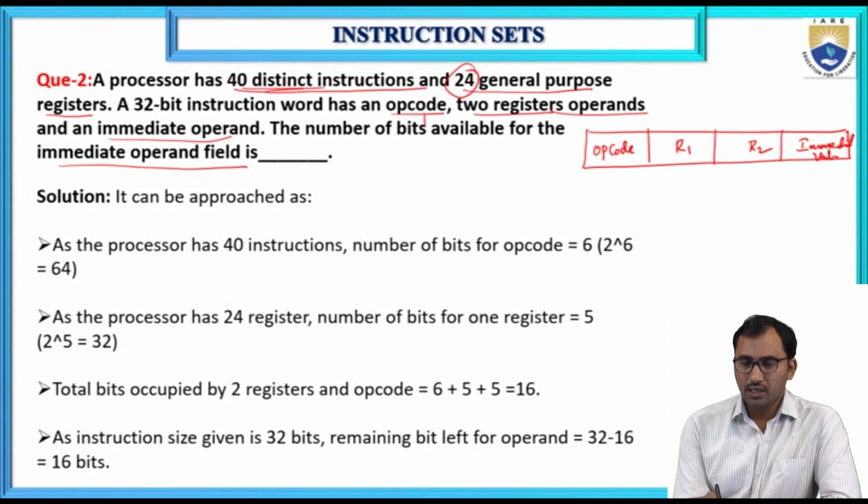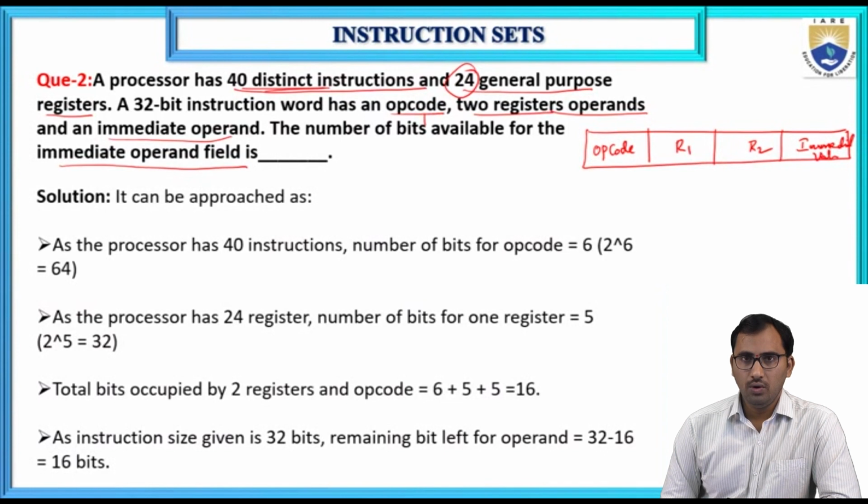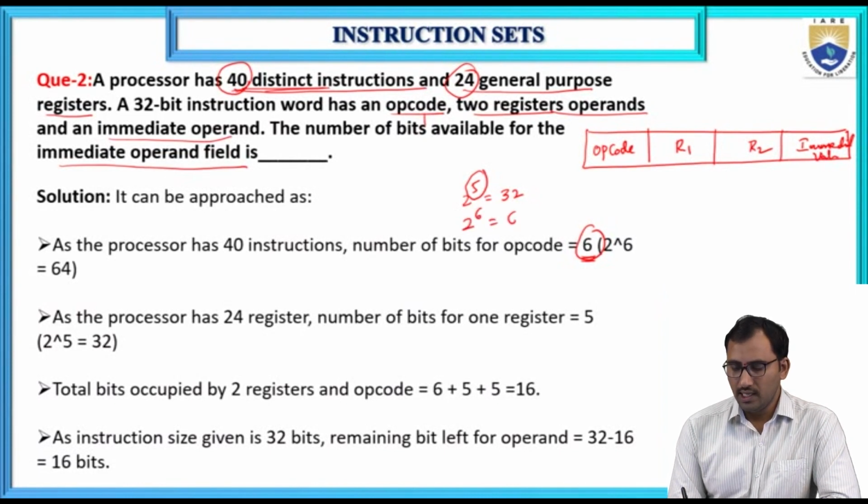As mentioned in the problem, 40 distinct instructions are there. To represent 40 different instructions we require 6 bits. 2 power 5 is equal to 32, which means using 5 bits we can represent a maximum of only 32 instructions. But the problem mentions 40 distinct instructions, so we take the next value, 2 power 6, which is equal to 64. By taking 6 bits, we can represent a maximum of 64 instructions. So the opcode consists of 6 bits, so that we can represent all 40 distinct instructions.